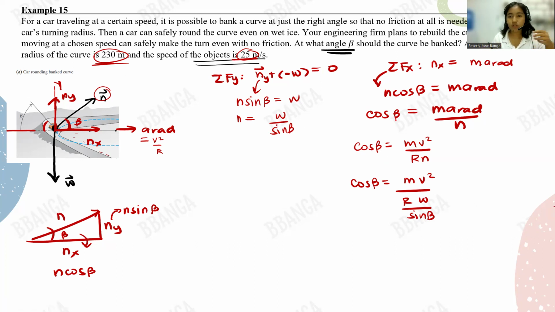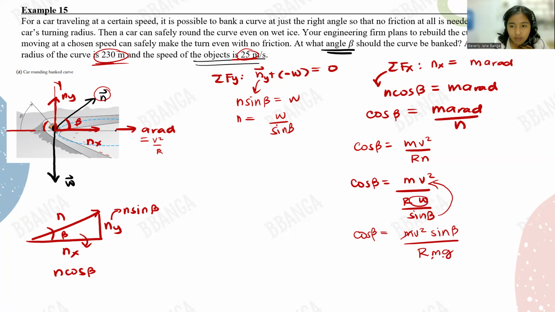Okay, so i-pause nyo na lang kung masyado kayo nabibilisan, no? So, yung n, palitan natin ng weight over sine beta. Then, katulad ng ginawa natin kanina sa nakaraang example, pwede ko itong itaas. So, magkakaroon ako ng cosine beta is equal to mv squared sine beta over r. Ang weight ko is mg. Diba? Weight is mg. So, cancel out, cancel out.